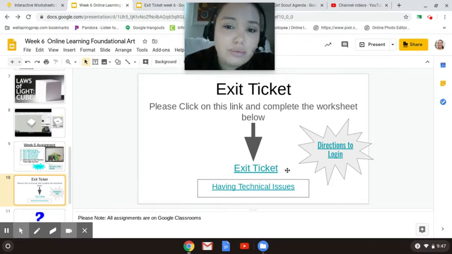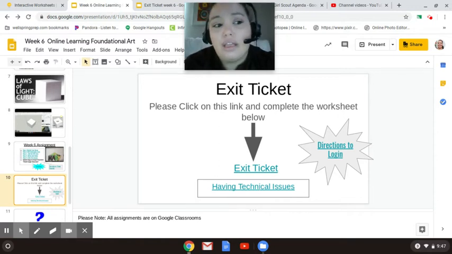If you have problems logging in, please go to the directions to log in first if you have not set up that account. The other thing is, a few of you came later in the week and said that you were having technical difficulties with the link. If you're having technical difficulties with the link, click on having technical issues. It will lead you to another exit ticket that you can complete on Google Slides. So again, if your exit ticket for the interactive worksheet is not working and you need to complete a different one, please use this one here. And of course, login directions are right there.